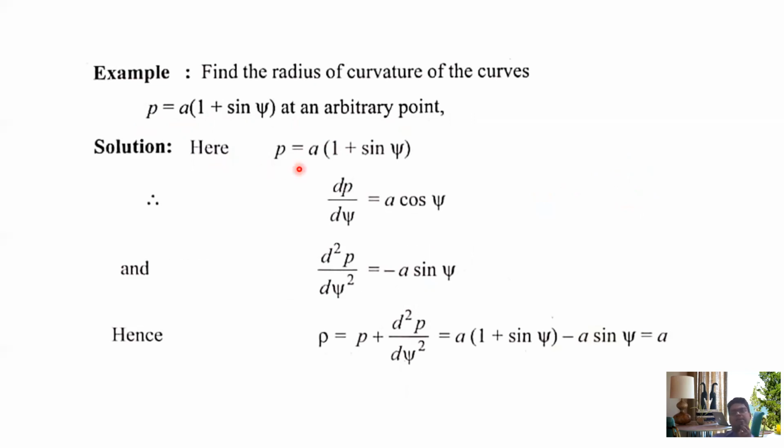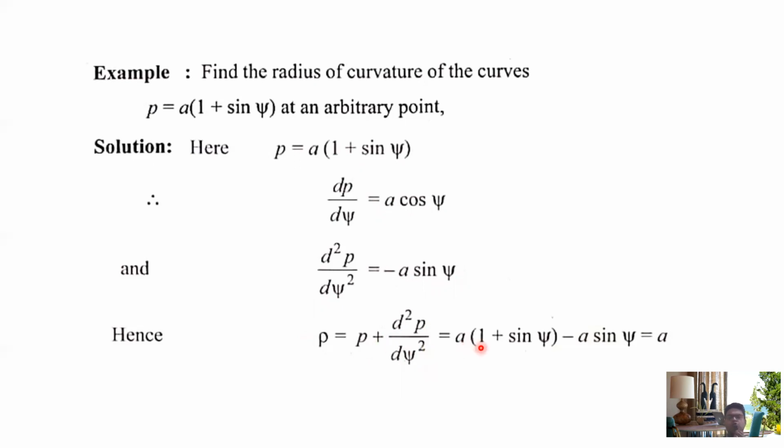So here p is equal to a(1 plus sin psi). So dp/dpsi is equal to a cos psi, and d²p/dpsi² is equal to minus a sin psi. What is the radius of curvature formula? The radius of curvature formula is rho equal to p plus d²p/dpsi². So ultimately, what is p?